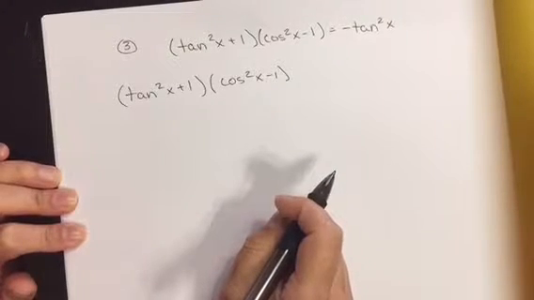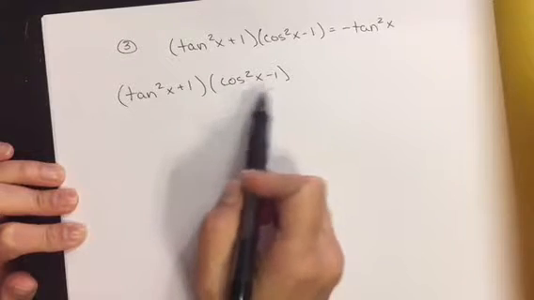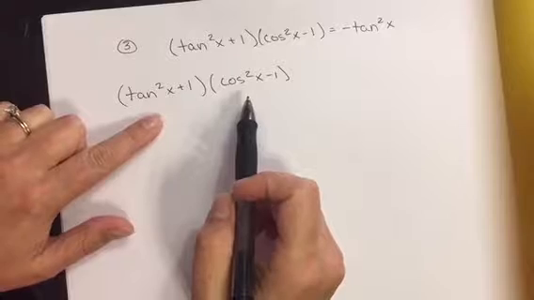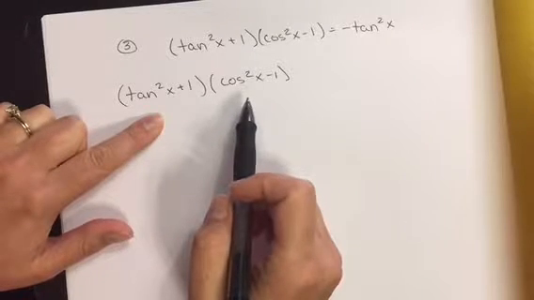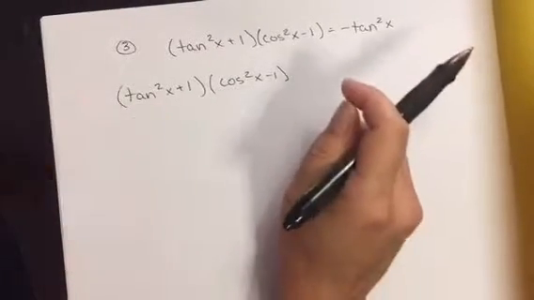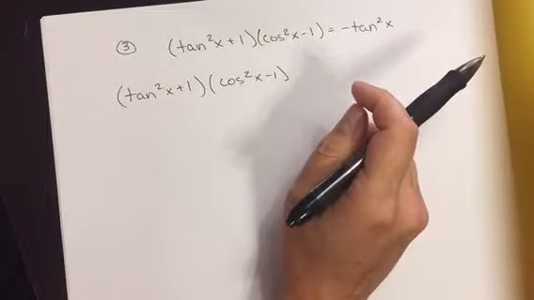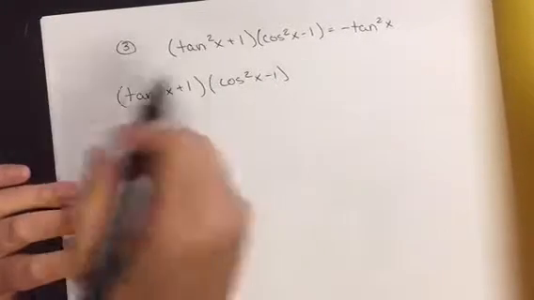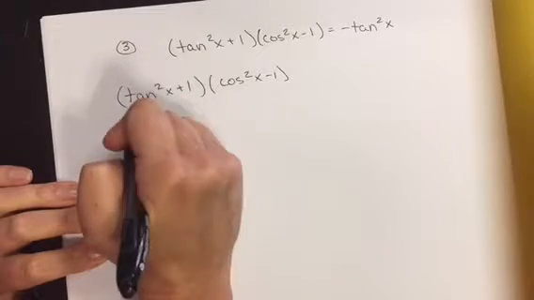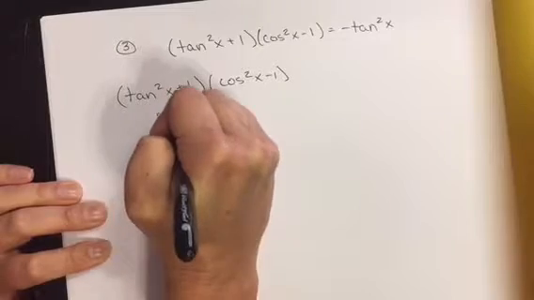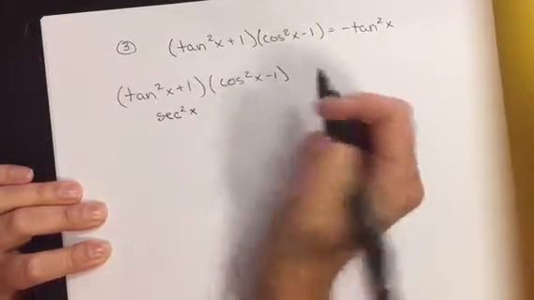All right, so as soon as I see this plus 1 minus 1, that's when I'm looking at my Pythagorean identities. So tangent squared plus 1, if you look at your Pythagorean identities, I'm not going to write it this time, 1 plus tangent squared u equals secant squared u. So I'm going to go ahead and replace 1 plus tangent squared u with secant squared u, but in this case it's x. So this is going to become secant squared x.